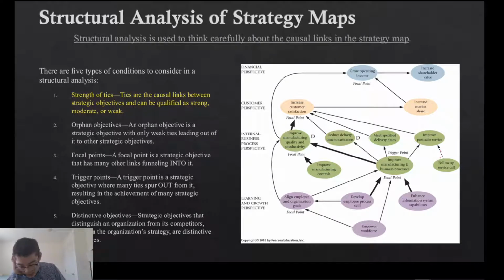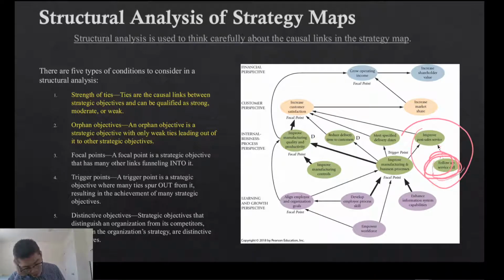And second is orphan objectives. An orphan objective is a strategic objective with only weak ties leading out of it to other strategic objectives. If you see here, this has a weak link, and this follow-up service call is an orphan objective to improve post-sales service.